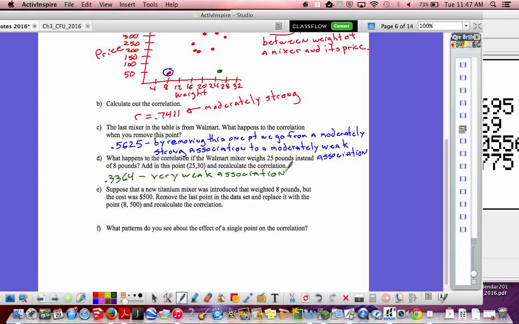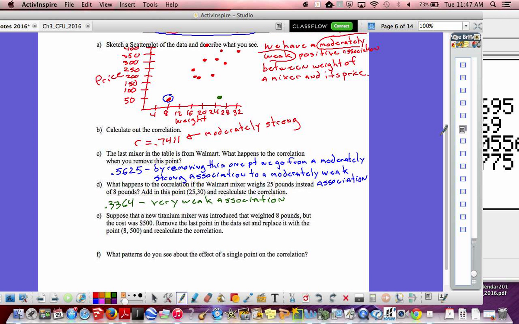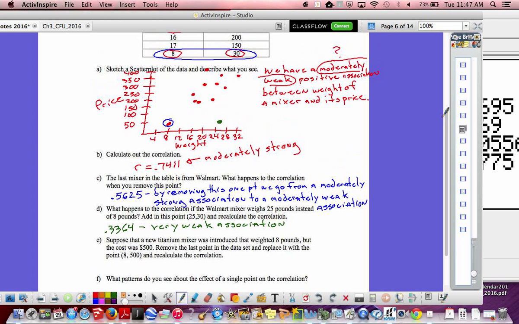Part E says, suppose that the new titanium mixer was introduced, only weighed 8 pounds, but it cost $500. Remove the last point in the data set and replace it with the point (8, 500). So what we're doing now is this. I'm going to pick, what would be a good color? Purple. Now we're going to 500. On my graph, I only go up to 400, so 500 is going to be way up here.